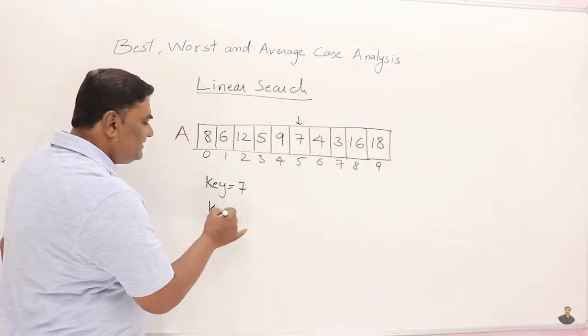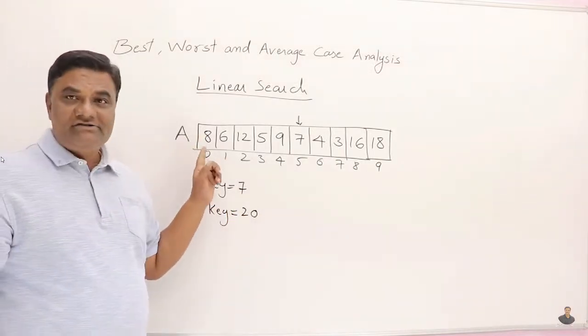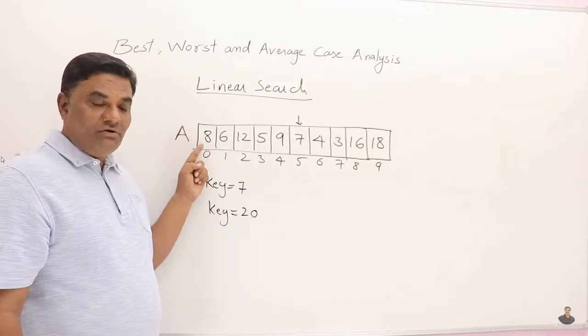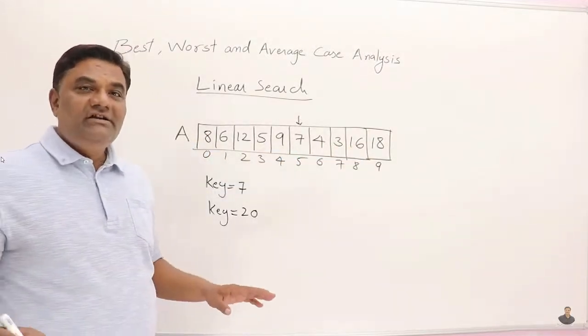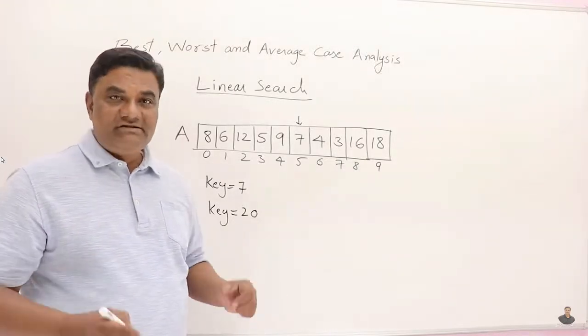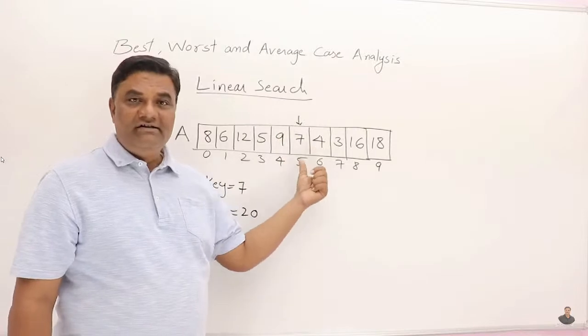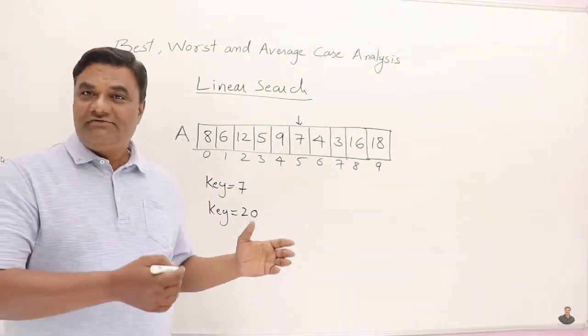Suppose I am searching for a key element 20. Then let us start linear search. It will check the first element, no, it's not present, the next one, the next one, and so on. It checks all the elements and finds that 20 is not present in the list. So when we search in a list, the search may be either successful or unsuccessful. For 7 it was successful and we found it at index 5, and 20 is not found after we have checked the entire list. So this is how linear search works.